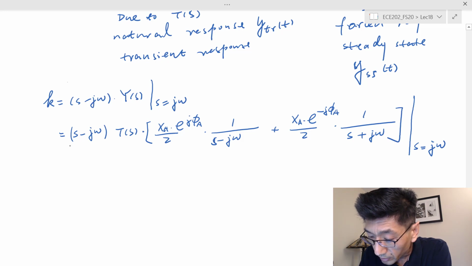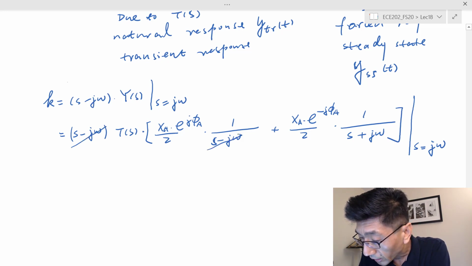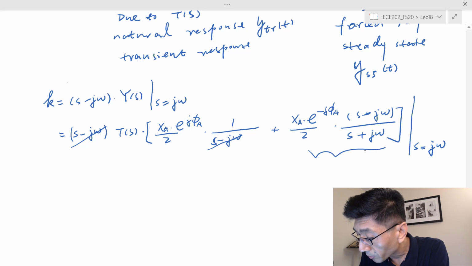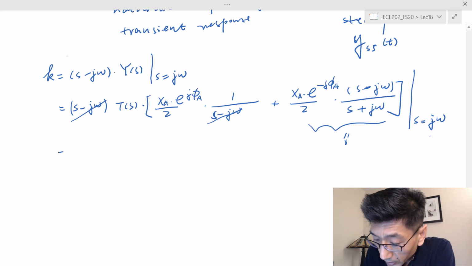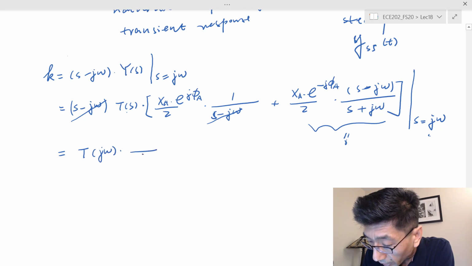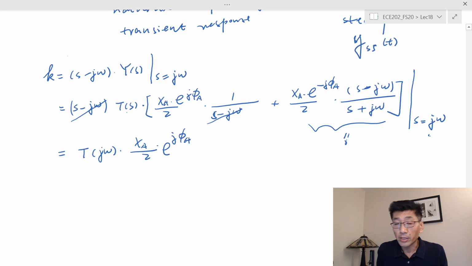If we multiply this in, this will cancel this one. So we're going to replace this 1 on the numerator here by s minus j omega. If we evaluate this term, it will become 0, right? So therefore, the k should be equal to T(s), where we replace s by j omega. We evaluate that for that residue. So we get T(j omega) times half X_a times e^(j phi_a). Right, so that's the residue, okay.